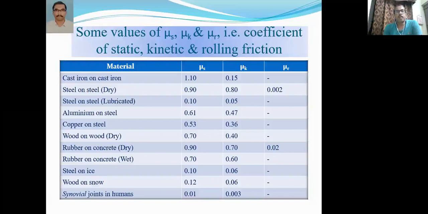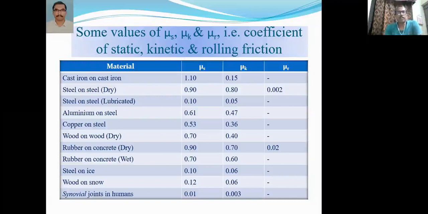Here you can see the rubber on concrete. What is this in the dry case? That is the car tire over the road. So the coefficient of static friction is 0.9, but when it is rolling, it becomes 0.02, and when the kinetic friction is sliding, it is 0.7. If it is wet, that is the surface or the road is wet due to rainy season or some water, then all the frictional coefficients decrease. You can see that 0.7 becomes mu s and 0.6 is mu k.